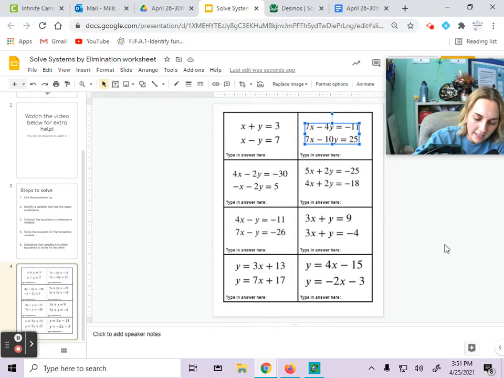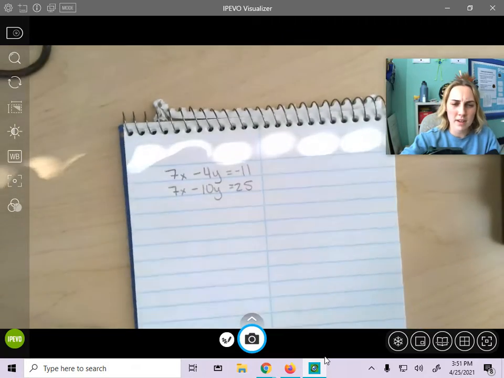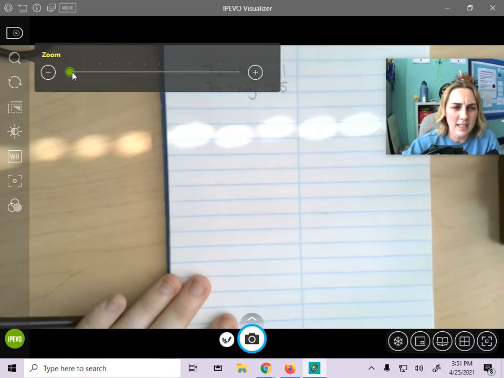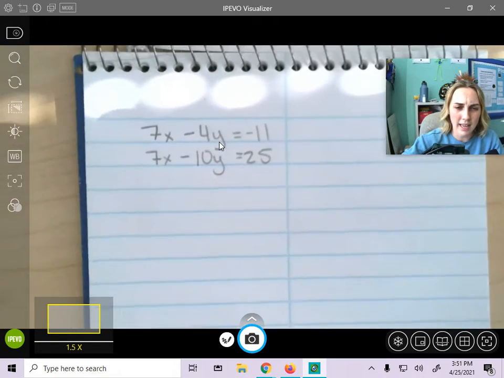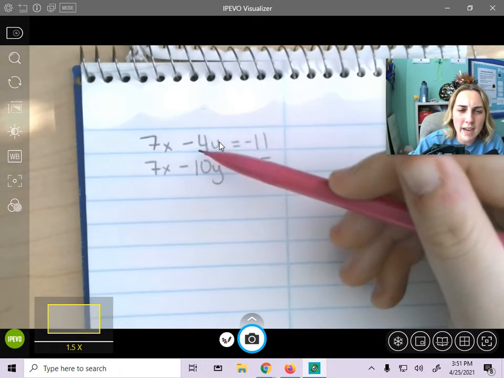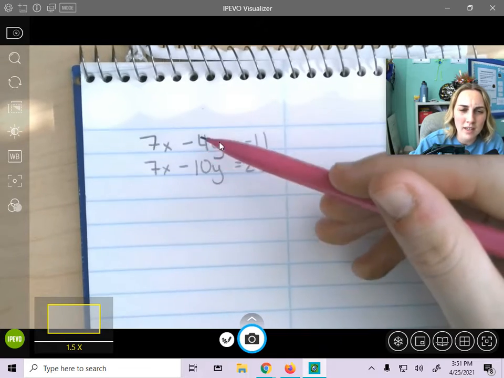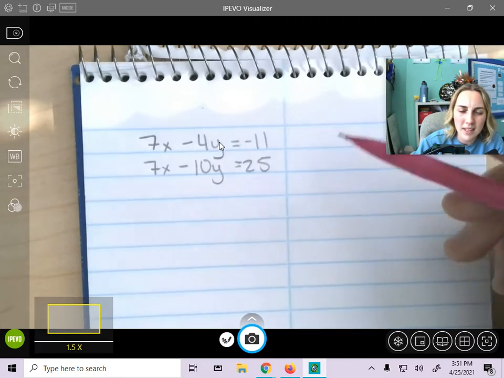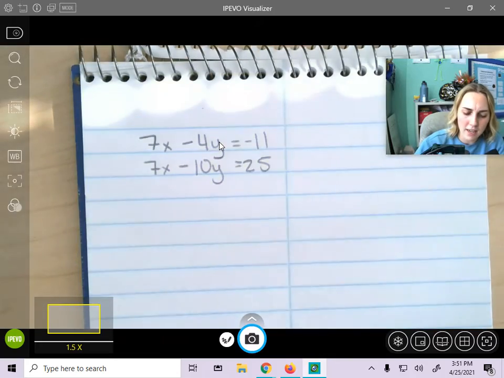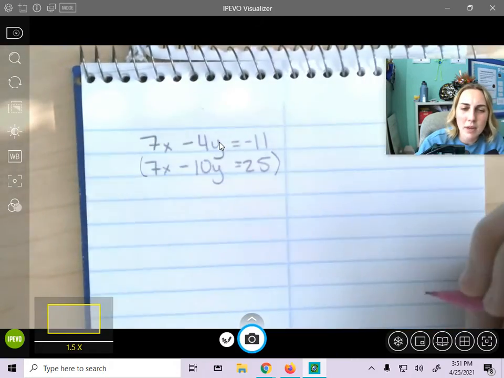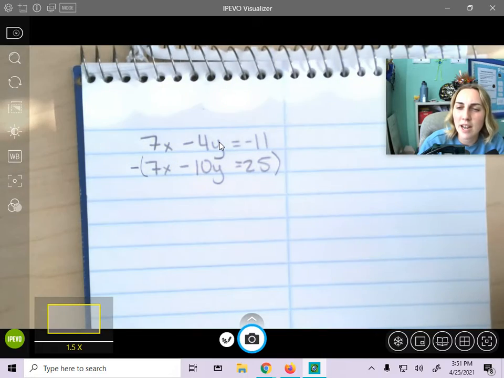We have 7x minus 4y is equal to negative 11. And then we have 7x minus 10y is equal to positive 25. All right, so here's what I've got going on. The first thing I did before anything else was line them up together. I lined up my x's, I lined up my y's, my operators are right next to each other. I lined it up perfectly, okay? Now I'm going to subtract down. So I'm going to put the bottom equation in parentheses, and I'm going to say we're going to subtract, okay?